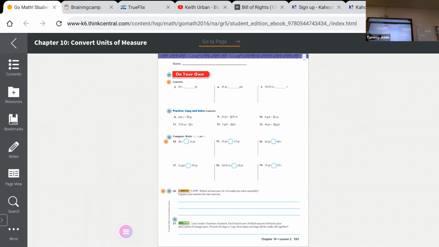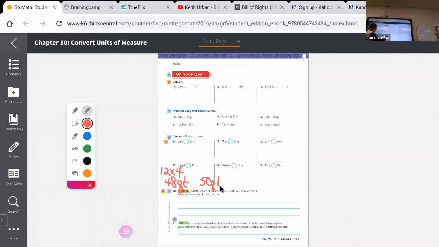When you go to compare, again, you're going to go to 1 unit and convert. Okay. Let's take a look at number 17 down here. 12 gallons, and we're comparing to 50 quarts. I would suggest you change gallons to quarts. How many quarts are in 1 gallon? 4. So 12 times 4 is 48. So we have 48 quarts compared to 50 quarts. What's our symbol? Less than.